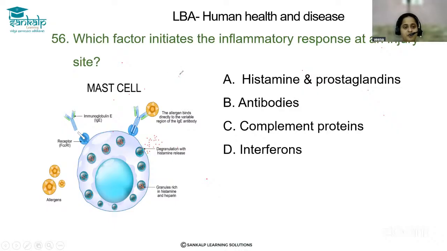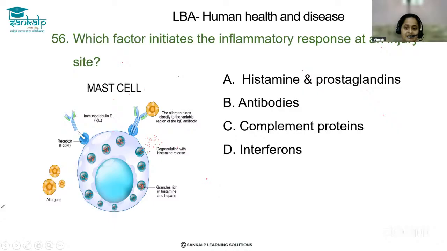Let's solve question 56. Which factor initiates the inflammatory response at an injury site? So already we have studied that in the allergic reaction. There will be a mast cell, which will be secreting chemicals called histamine and prostaglandin. These are initiating the inflammatory responses, so that causes an allergic reaction.